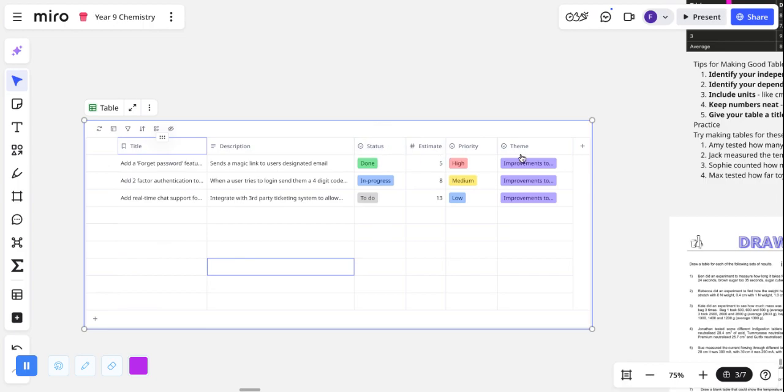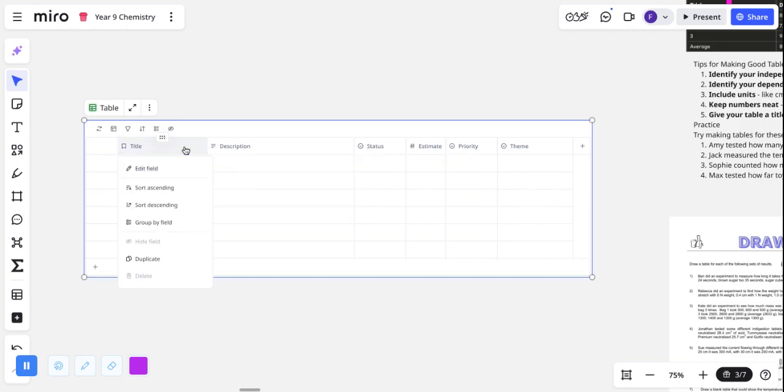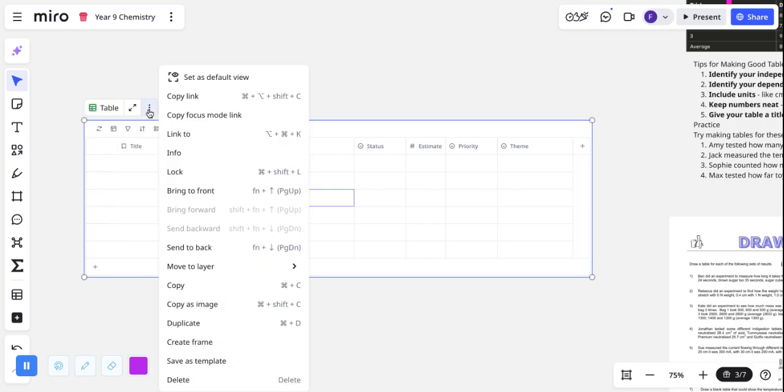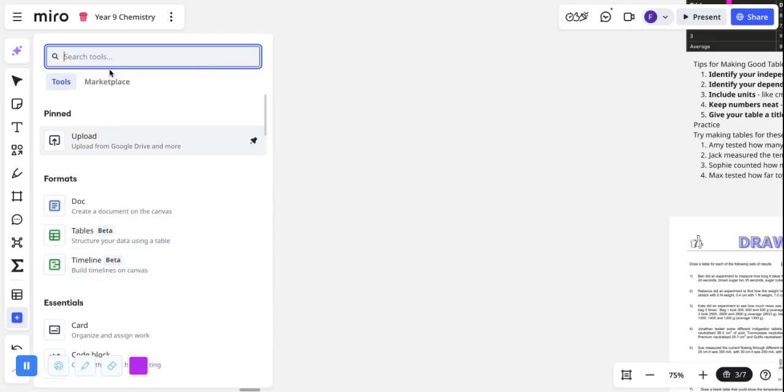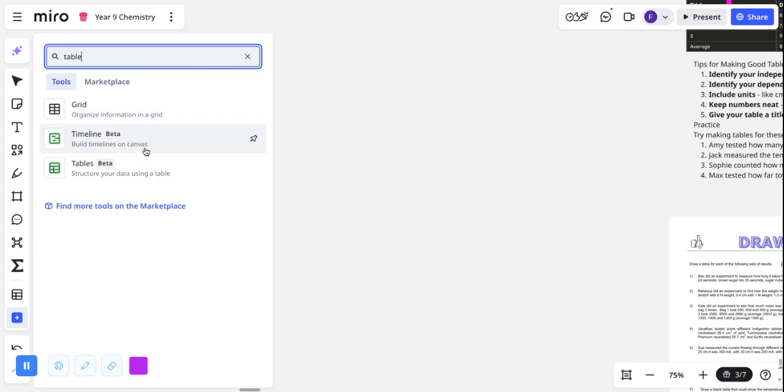So what if I delete all these? For some reason, I can't delete that. I'm going to delete that, delete that, delete that. Now can I delete this? No, I don't know why I can't delete that. What's that? Drag to move. Can't you do new table or something? More. Duplicate graph. Oh, well, that didn't work very well. Let's try one more. Structure your data using a table, timeline. I think that's the only one. Let's just type table in there, see if there's another type of table. There isn't. It's got to be this one.